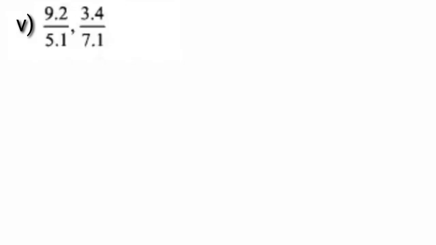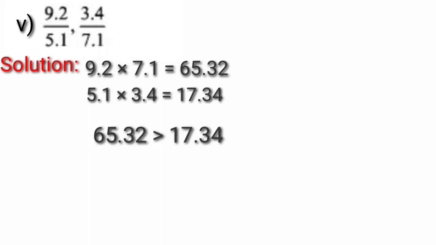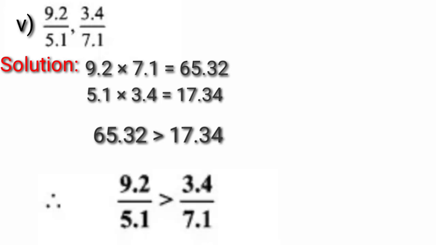Fifth, 9.2 upon 5.1 and 3.4 upon 7.1. To compare these two, we can cross multiply. So 9.2 multiplied by 7.1 is equal to 65.32, and 5.1 multiplied by 3.4 is equal to 17.34. Here 65.32 is greater than 17.34. Therefore, 9.2 upon 5.1 is greater than 3.4 upon 7.1.